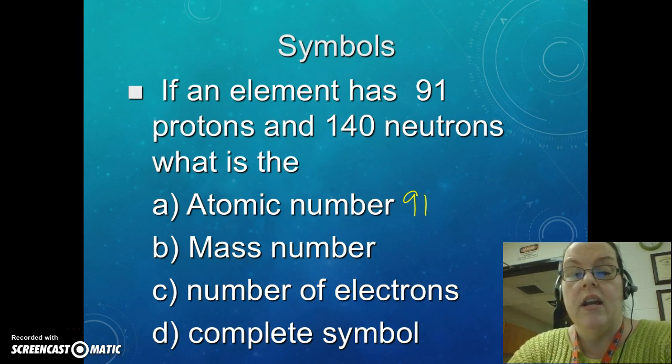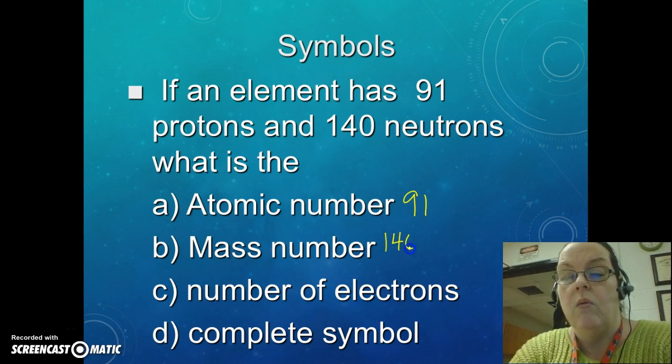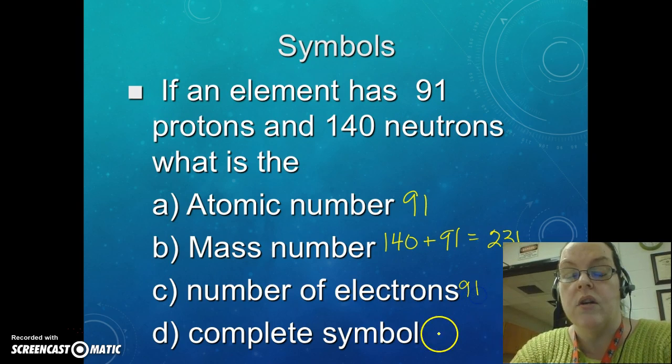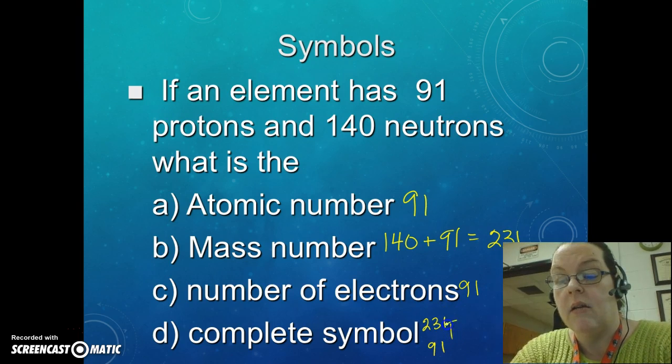The mass number is equal to protons plus neutrons. So 140 neutrons plus 91 protons gives us 231 as the mass number. The number of electrons is equal to the number of protons. We were given that in the problem, so we have 91 electrons. The complete symbol? We have 91 as the atomic number, which goes on the bottom. 231 is the mass number, and it goes on the top. So what element is atomic number 91? That goes with protactinium. Pa is the symbol for that.